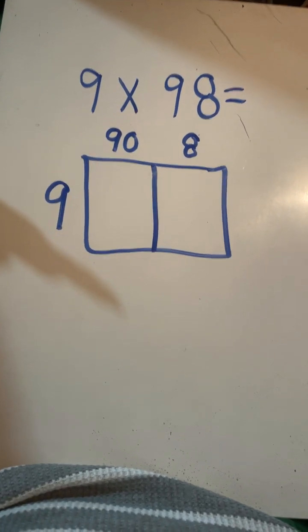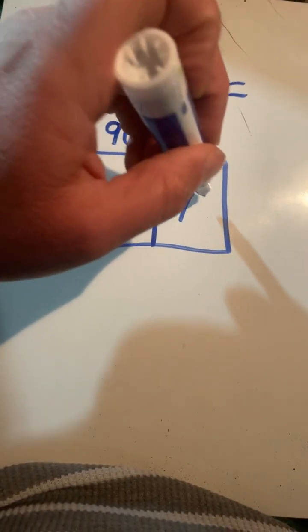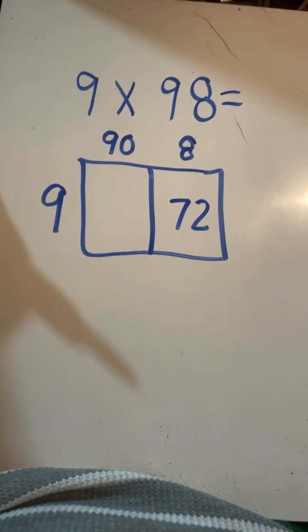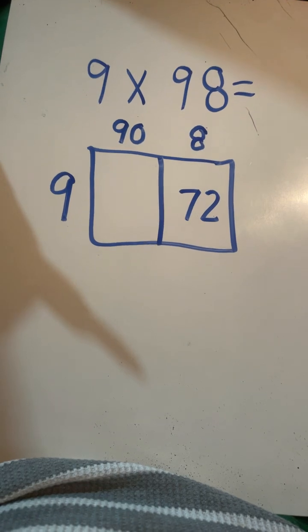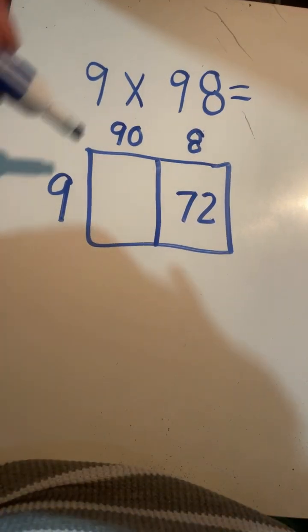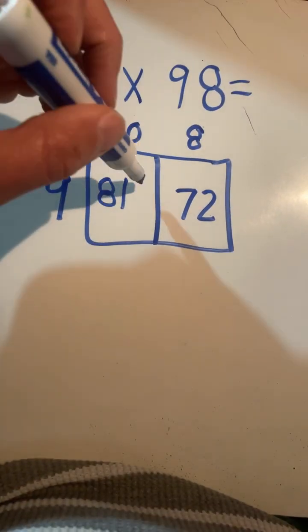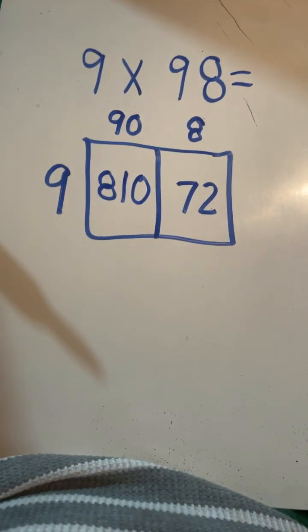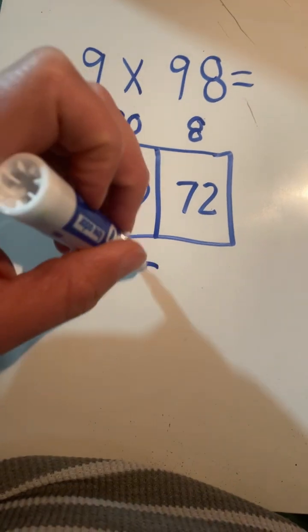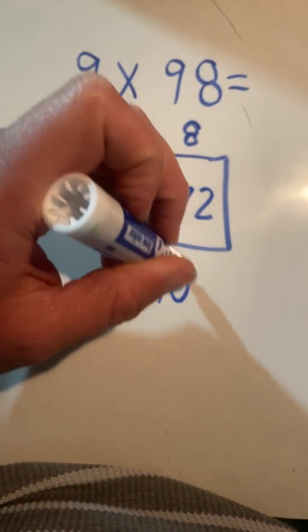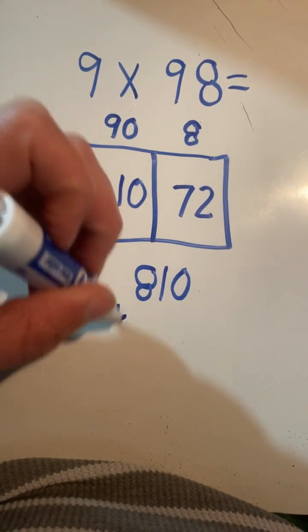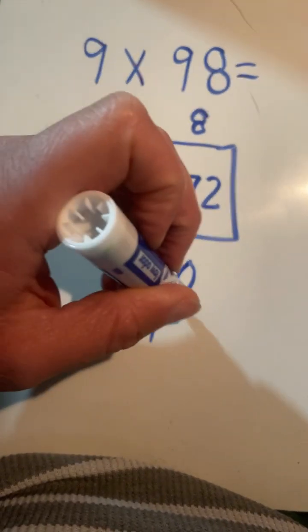All right, 9 times 8 equals 72. 9 times 90. So again, we're going to multiply 9 times 9 and add a 0 to our answer. So 9 times 9 equals 81. If we add a 0 to our answer, that becomes 810. Now the final step is we add 810 plus 72.